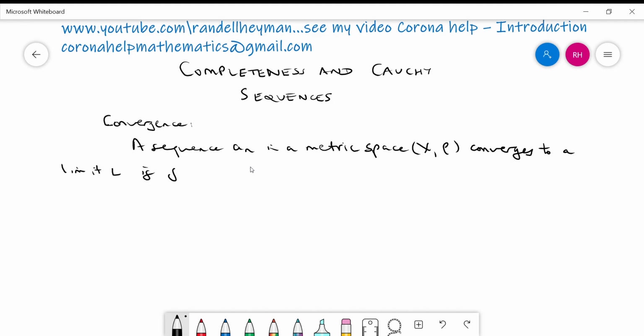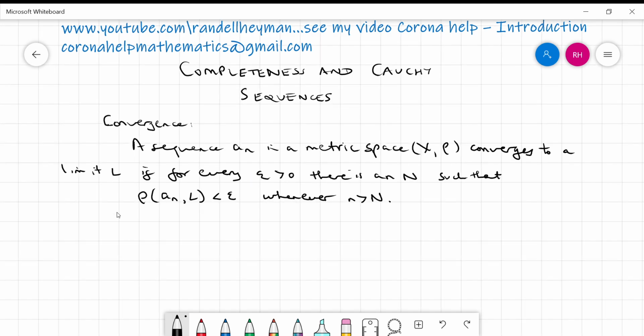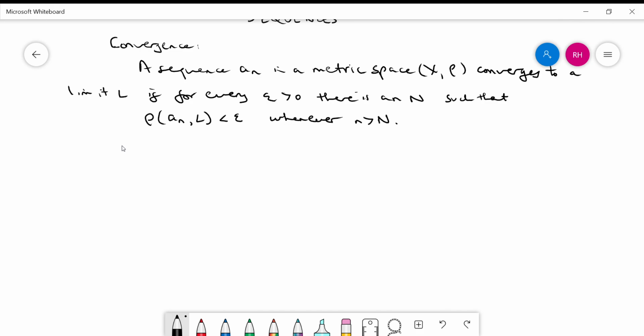if for every epsilon greater than 0 there is an N such that the distance from A_n to the limit is less than this tolerance, this epsilon tolerance, whenever little n is greater than big N. Okay, so what's the picture that you want to have in your mind here? Just draw a nice little diagram, and that might help.